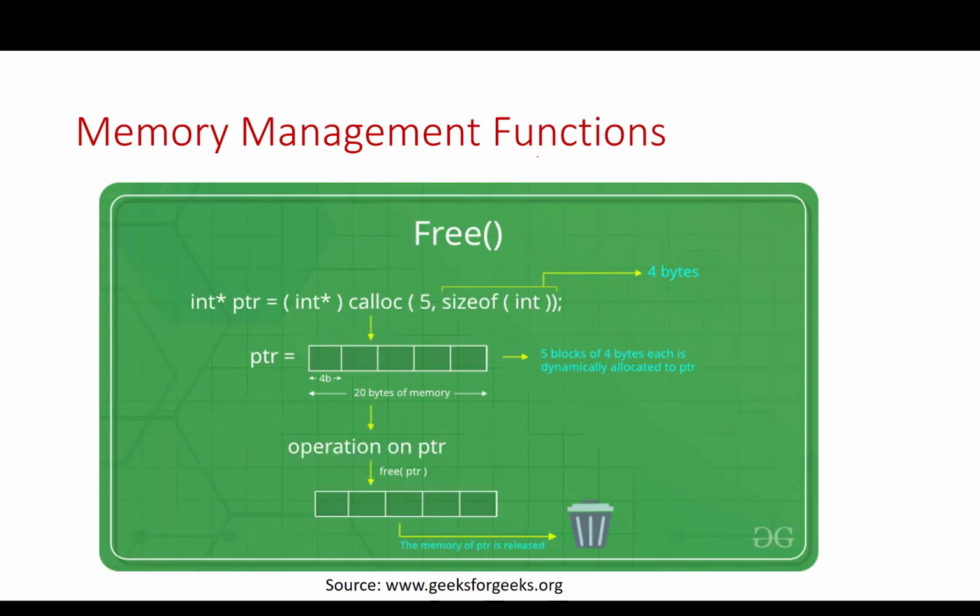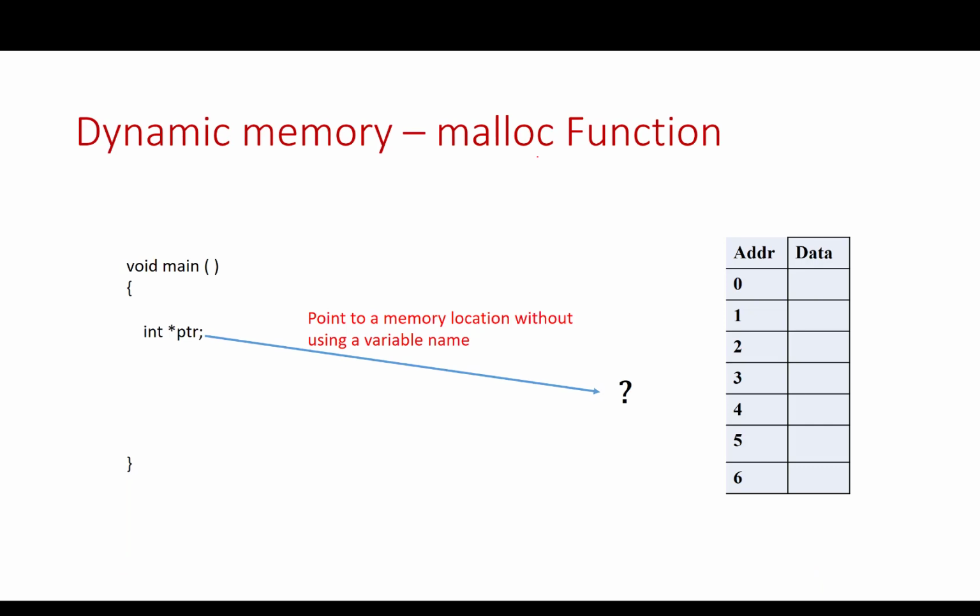Then free. For example, if you used calloc, you would have these memory elements reserved for your pointer, right? And then if you used free with the pointer name, this will take everything here to the trash and release the memory again. So it's free for any other variable to use it. Is it clear? Okay. So let's now jump to a quick example here.